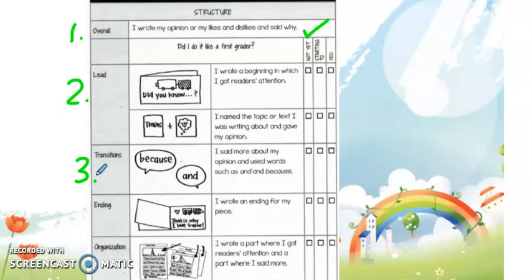I said more about my opinion and used words such as and because. You can check yes or no. Okay? We mentioned this many times before. And the fourth part is ending. I wrote an ending for my piece. You can check yes or no.